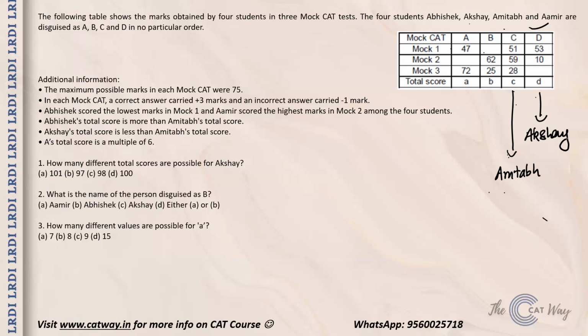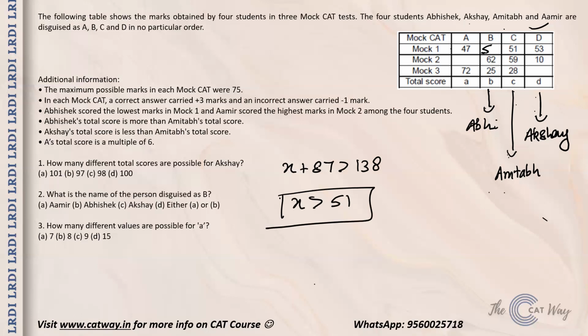What we know is that Abhishek is either one of A or B. So let's say Abhishek is B. If Abhishek is B, then his total score is X plus 62 plus 25, that is X plus 87. His score is more than that of Amitabh, and Amitabh we now know is C. So that means this is greater than 138, right? In that case, the value of X will be greater than 50.